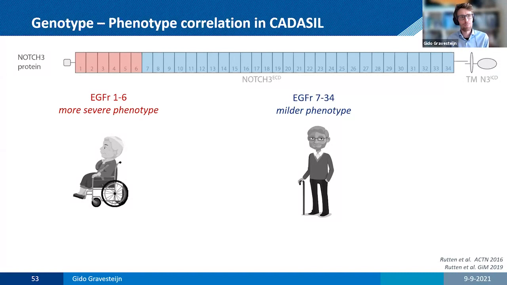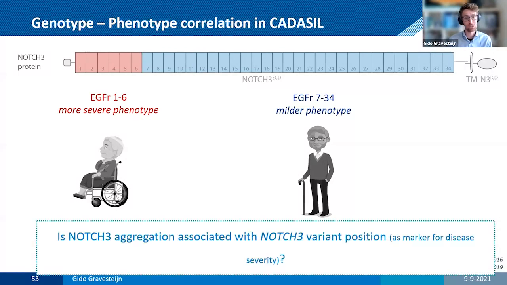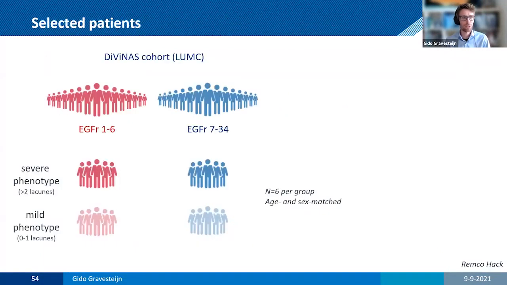So we thought at that point, well, now we know this, does this actually underlie NOTCH3 aggregation? So in the first year of my postdoc, our research question became: is NOTCH3 aggregation associated with NOTCH3 variant position? That's what we wanted to find out, and we took a look at the DVNAS cohort, which is a CADASIL cohort recruited in our research center.